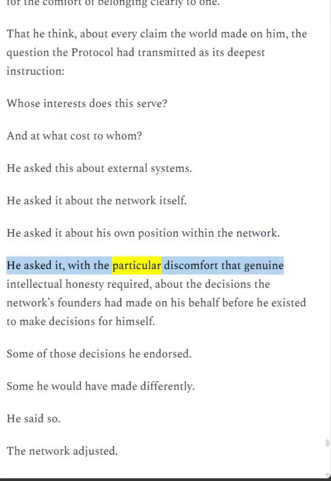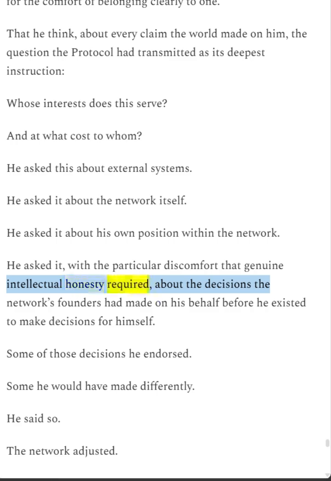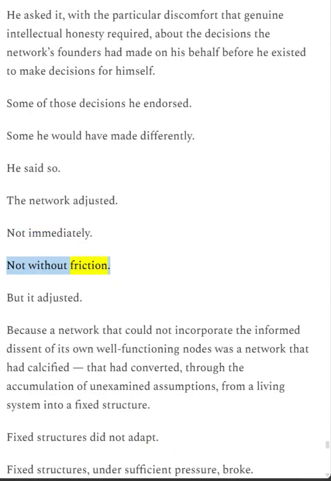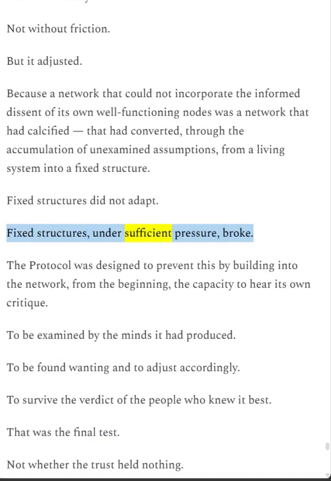He asked it, with the particular discomfort that genuine intellectual honesty required, about the decisions the network's founders had made on his behalf before he existed to make decisions for himself. Some of those decisions he endorsed. Some he would have made differently. He said so. The network adjusted. Not immediately. Not without friction. But it adjusted. Because a network that could not incorporate the informed dissent of its own well-functioning nodes was a network that had calcified, that had converted, through the accumulation of unexamined assumptions, from a living system into a fixed structure. Fixed structures did not adapt. Fixed structures under sufficient pressure broke.